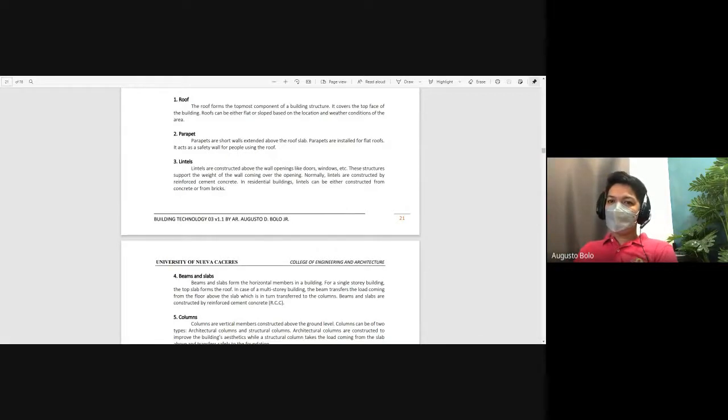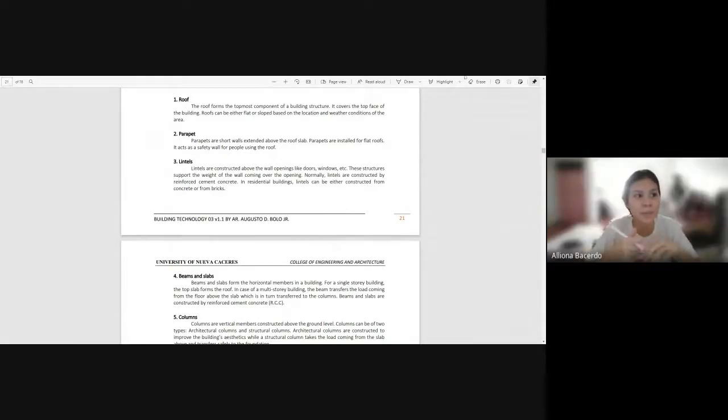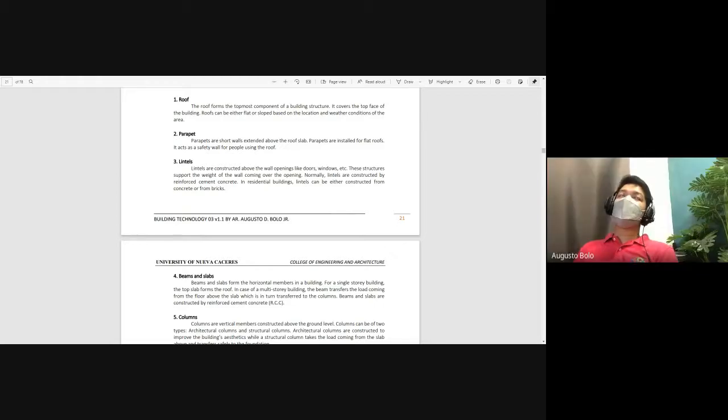Sir, sa parapet, is there like a minimum height for like a parapet? Since it's mostly found in commercial buildings po, no? Like for mechanical systems. Okay. Thank you for raising the question. Wala siyang standard height, but case-to-case basis, di ba?